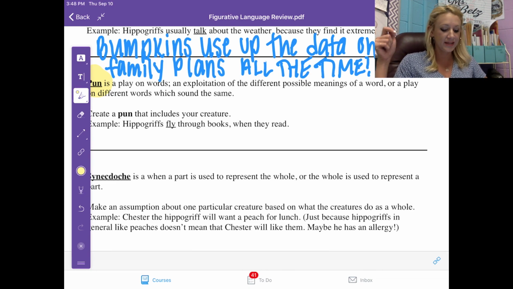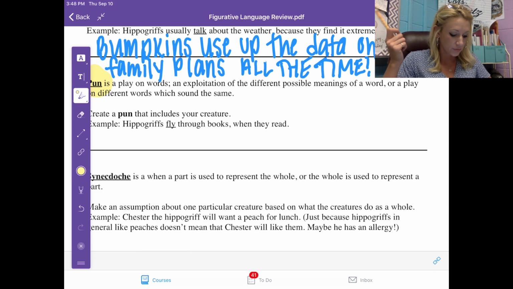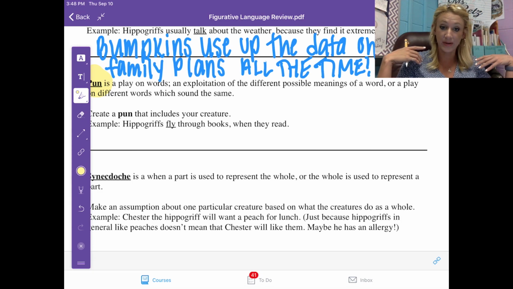So a pun is going to be when there's a word that has multiple different meanings and you're playing with both of those meanings at the same time. So for example, hippogriffs fly through books when they read. Hippogriffs fly, they do actually fly. So this is like them moving quickly. So I'm using both meanings at once and that's creating a pun.